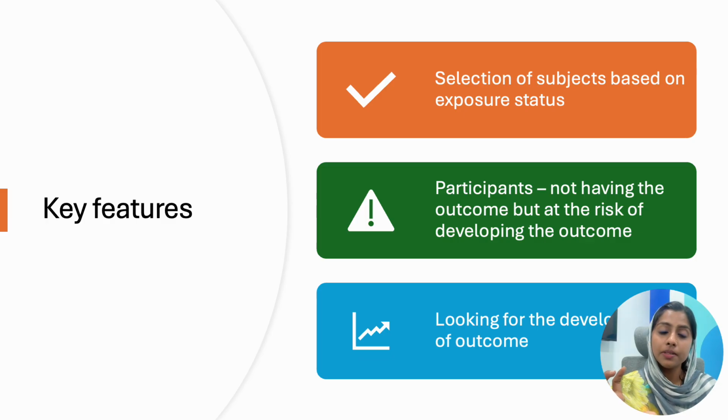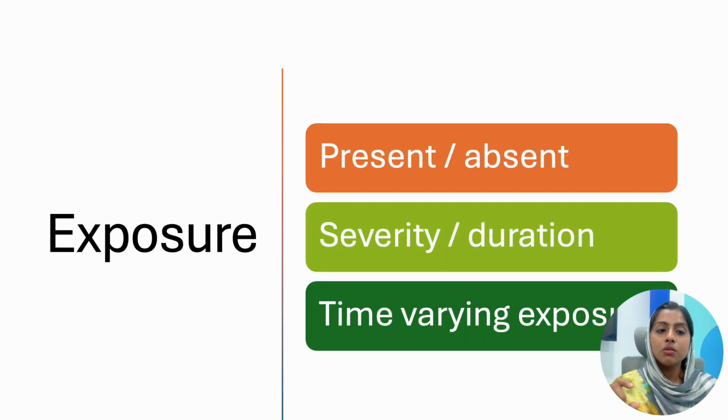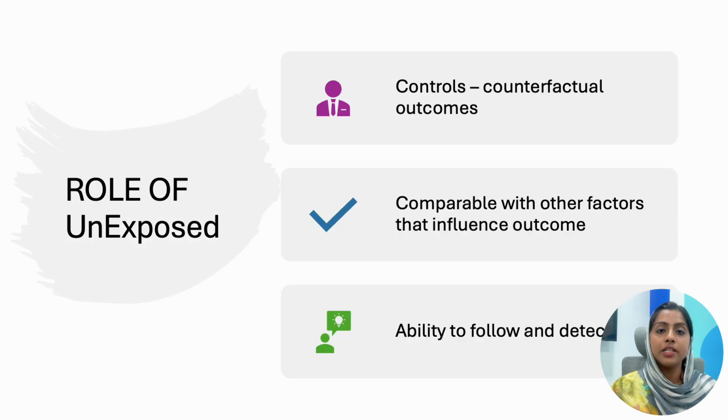So the participants should be at risk of developing the outcome. For example, you cannot assess uterine cancers in men, right? So they should be at risk, and then we are looking for the outcome. The exposure can be present or absent. It can be based on severity, it can be based on duration, or it can be certain time varying exposures as well. So these are all different possibilities for the exposure in a cohort study.